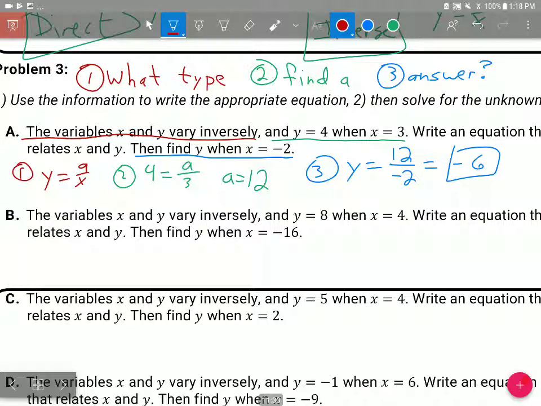All right, letter B, same idea. First sentence, what kind of variation is this? Direct or inverse? Inverse. So we're going to use the equation. We're going to multiply or divide? Divide. A divided by x. All right, then they say y is 8 when x is 4. So step 2, fill out your equation, find a. If y is 8 when x is 4. So 32.